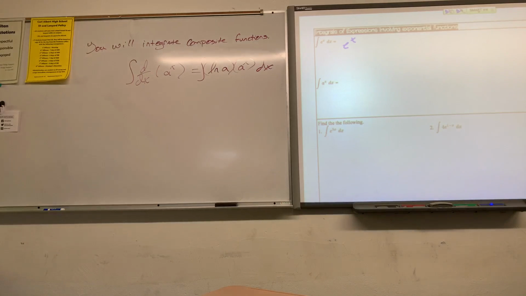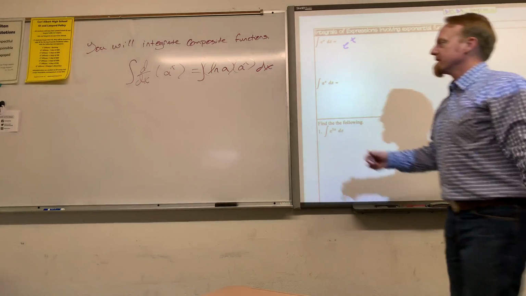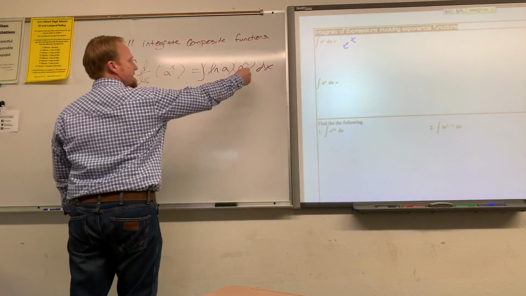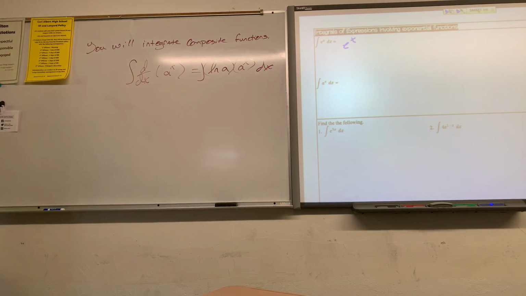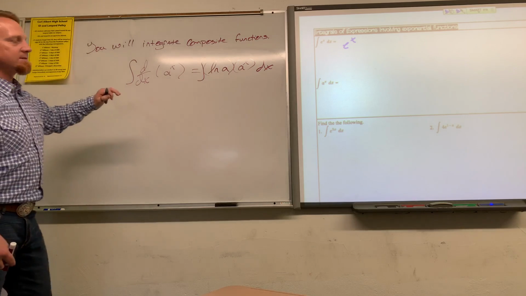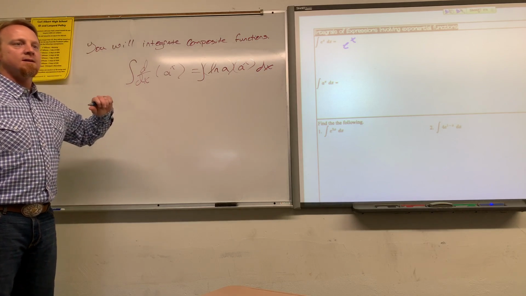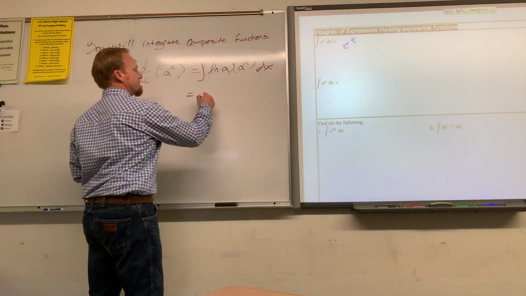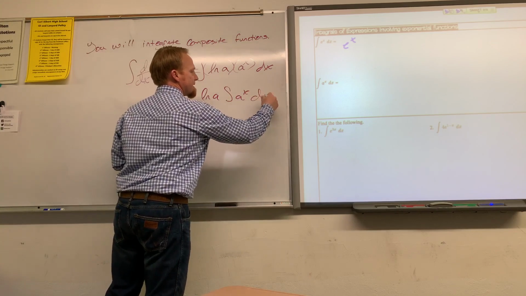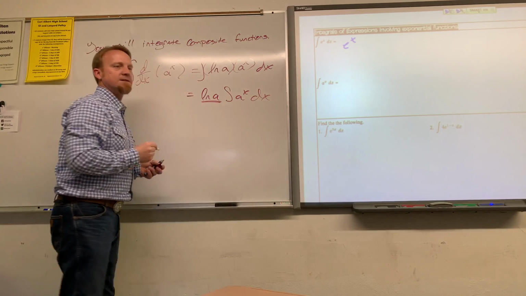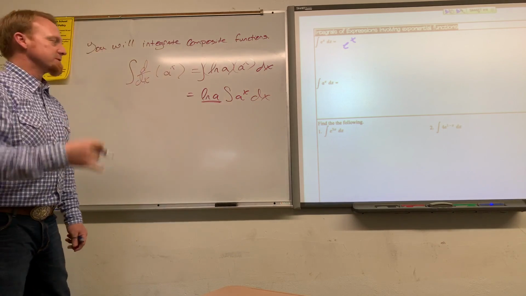All right, so I want to integrate a to the x, and over here I have the natural log of a times a to the x. But I just want to integrate a to the x. So somebody help me out. You put it out front. All right, I can put it out front. And why am I allowed to do that? What does this represent? That's a coefficient. Very good, Abby.